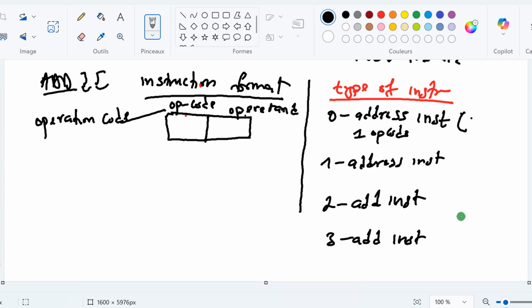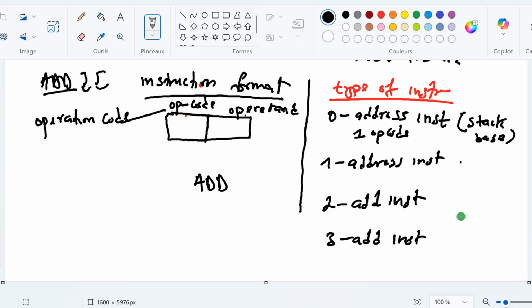Another name for zero address is stack-based address instruction. When they say that one opcode is specified and zero operands are specified explicitly, it simply means that when you call your instruction, you don't write anything, you don't specify any operand. So how is this addition going to manipulate values? That's why we call it stack based.